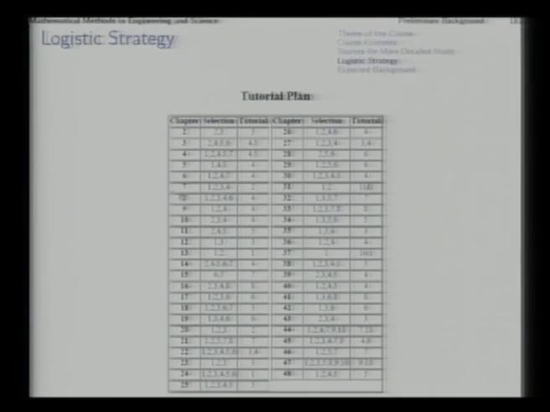In the next lecture, we will make an introduction to the eigenvalue problem and continue forward.